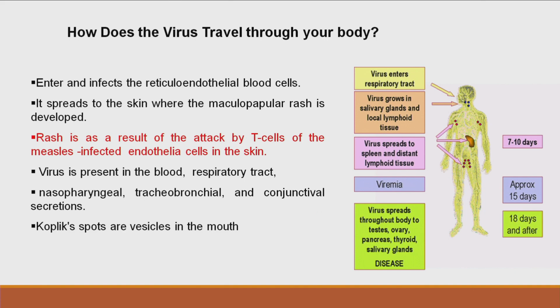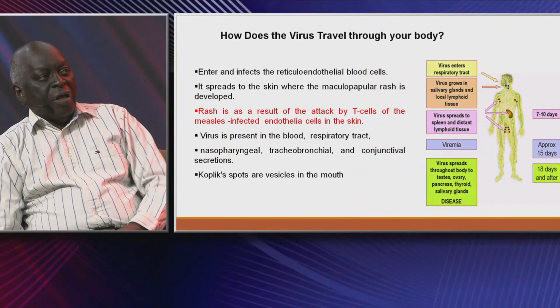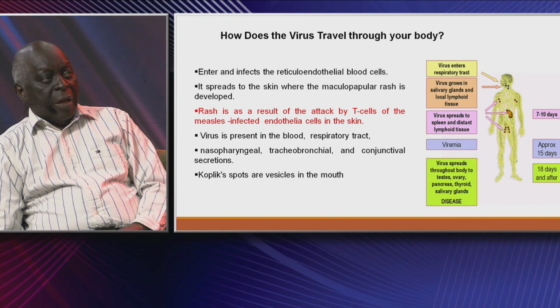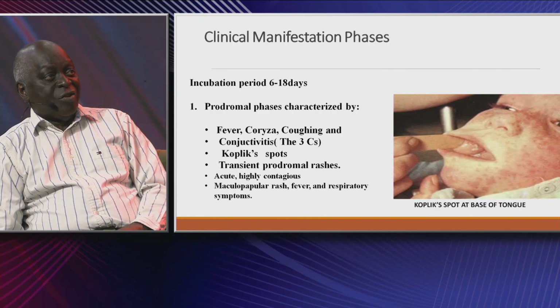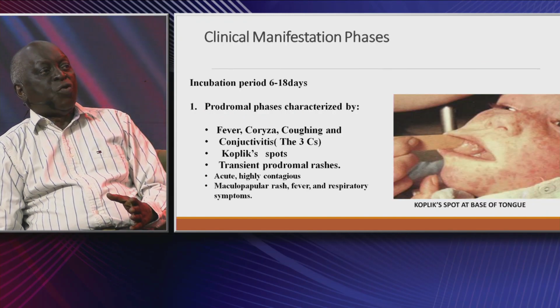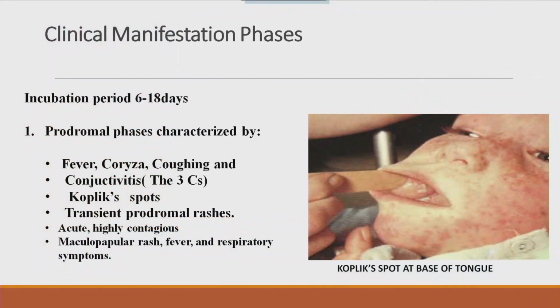On the right is the timeline for each of those manifestations, of those clinical symptoms. The incubation period is between 6 to 18 days. I told us that one earlier. There are three stages of the virus. Number one, prodromal phase, which is characterized by fever and the 3 C's, which I talked about earlier.